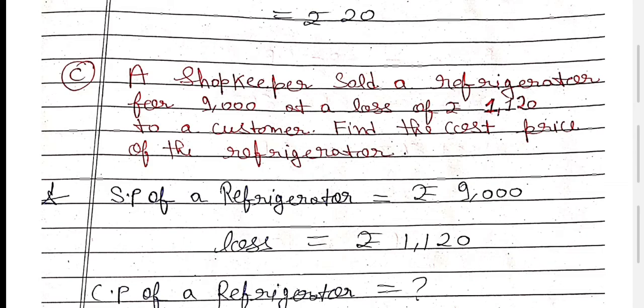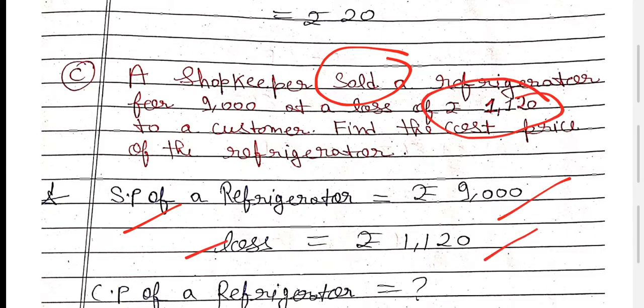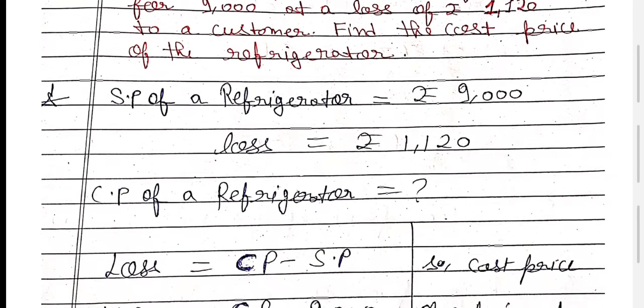Now come to question C. A shopkeeper sold a refrigerator for rupees this. Sold means SP. So the SP of the refrigerator is this, at a loss of this. You have a loss also. Loss is equal to 1120 to a customer. Find the cost price. You have to find the CP of the refrigerator.